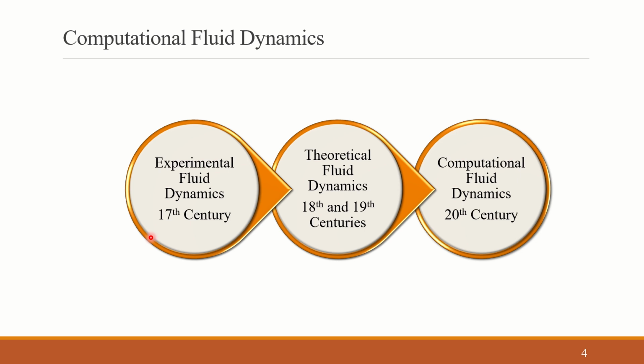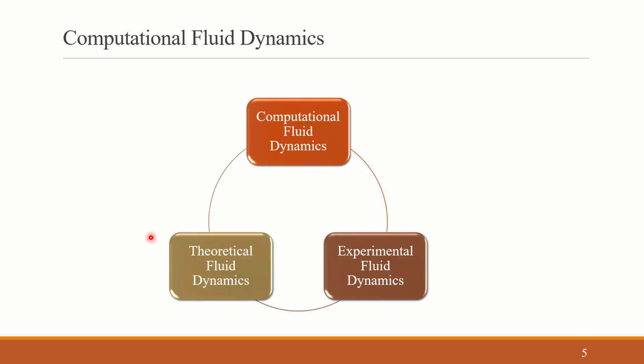Why was it needed? Because experimental techniques are costly, and you can't always perform the experiments. And coming to theoretical fluid dynamics, every time you can't get the solution analytically, and you need to find some other way to get the solution. So there came computational fluid dynamics. Each of them complements the others. Computational fluid dynamics alone single-handedly cannot prove anything. It requires some knowledge from the other aspects, theoretical fluid dynamics, experimental fluid dynamics, everything.